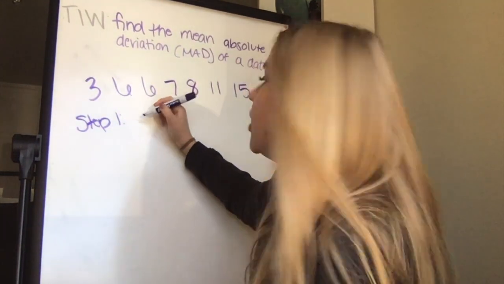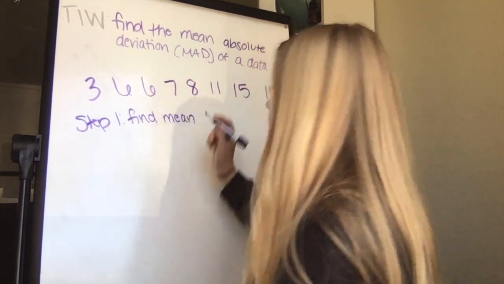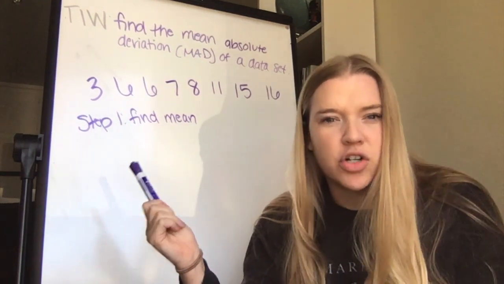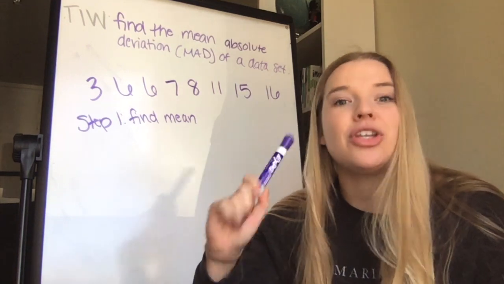that does not look very good. Find mean. All right, so in order to find mean, remember I have to add up all the numbers and divide by how many numbers there are. I want you to find the mean of this, so I want you to pause and come back when you have the mean.